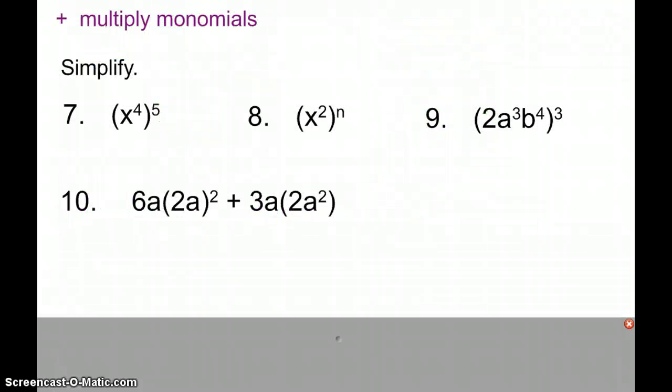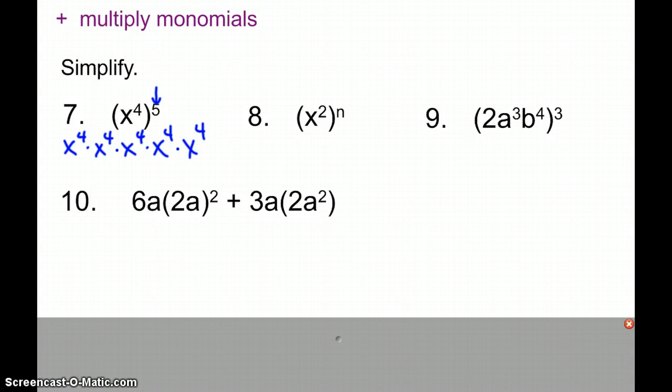Continuing with multiplying monomials, there's also scenarios where we have a power to a power, where we have an exponent or a monomial raised to another exponent. And so with x to the fourth to the fifth power, again, exponents represent repeated multiplication. And so really what we have here is x to the fourth times x to the fourth times x to the fourth times x to the fourth times x to the fourth. So we have 5 terms, all x to the fourth.